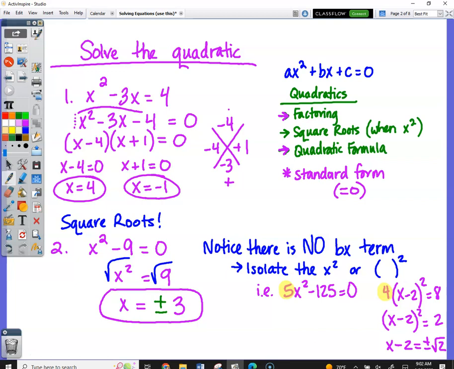I actually like those because there's nothing to do. It is what it is, and it just shoves over to the right. But those are some more examples of what could happen. And this should be coming back to you from Algebra 2. Yes? Now let's practice the quadratic formula.